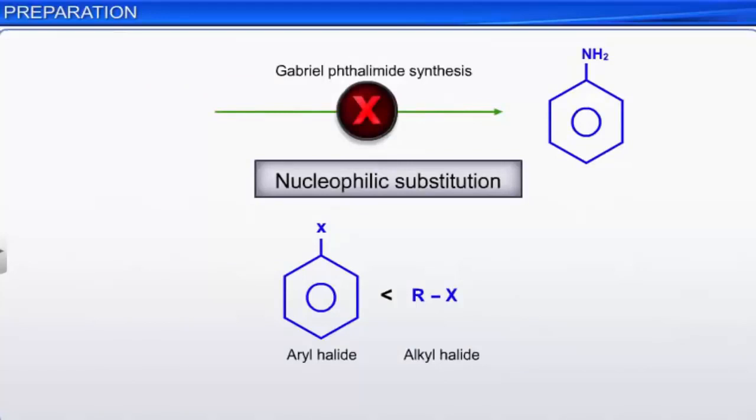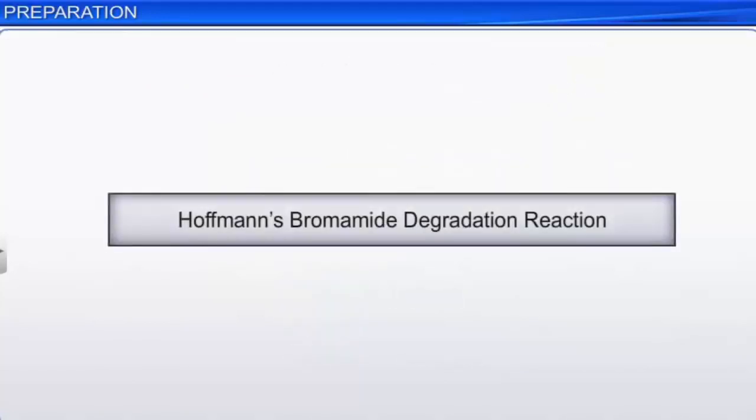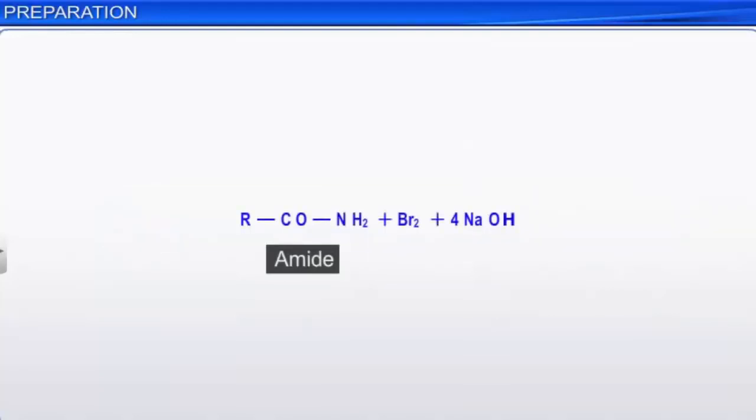Let us look at yet another important method for the preparation of amines: Hofmann's bromamide degradation reaction. Hofmann developed a method for preparing primary amines by treating an amide with bromine in an aqueous or alcoholic solution of sodium hydroxide.